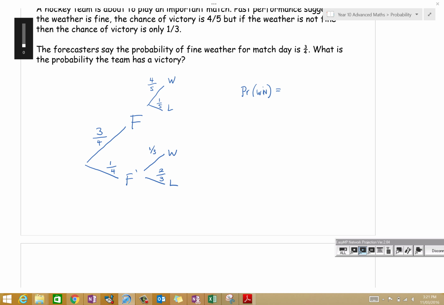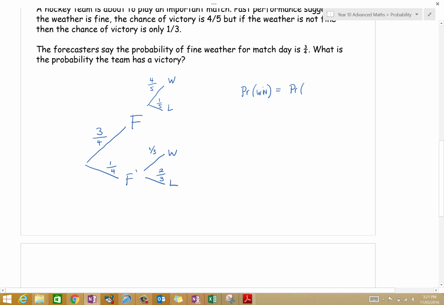So the probability of a win is going to be, first of all, the same as the probability of it being fine, then a win. But there's also another one. It can be not fine, then a win. Now, how do we find out the probability of it's fine, then a win? Well, we need to multiply those two together, don't we? Let's just work it out.